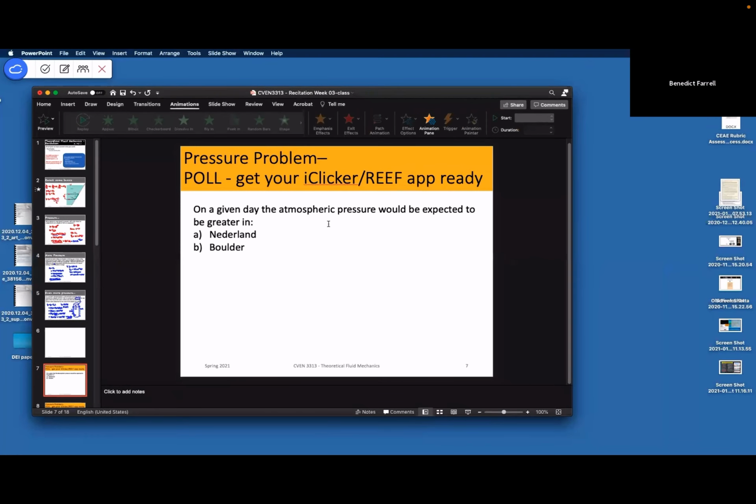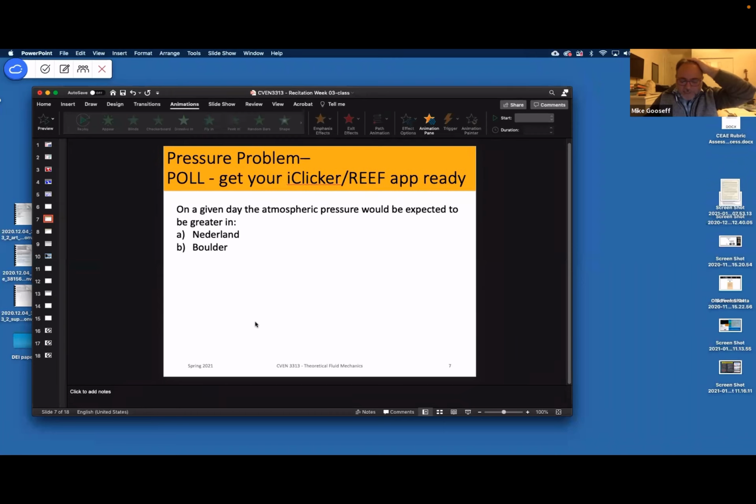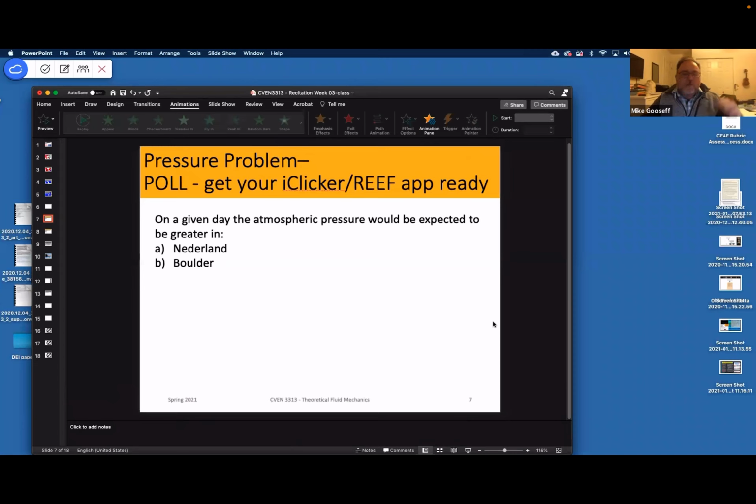Okay, on any given day, does everybody know where Nederland is? If you're in Boulder at campus and you go up Canyon Drive and eventually start driving up the canyon, you'll end up following Boulder Creek on your left-hand side. You'll cross over it a couple times, and then you'll get to this little town of Nederland. Nederland is at, I think, about 8,000 feet, and Boulder is at just over 5,000 feet in elevation.